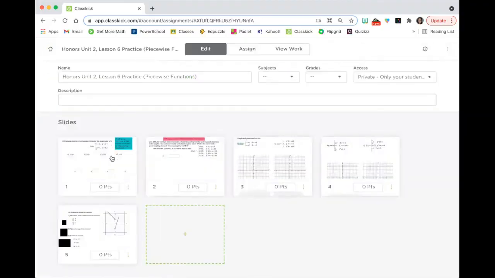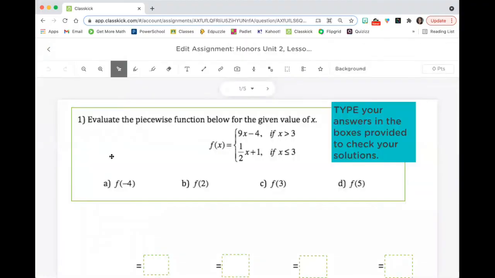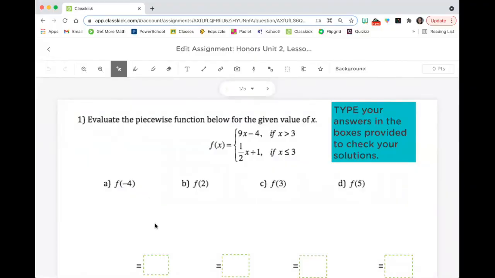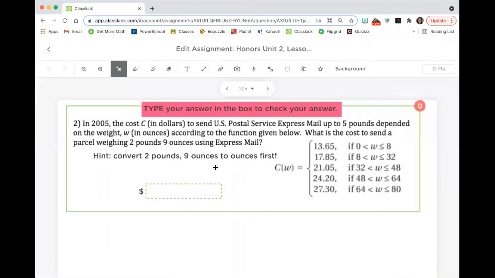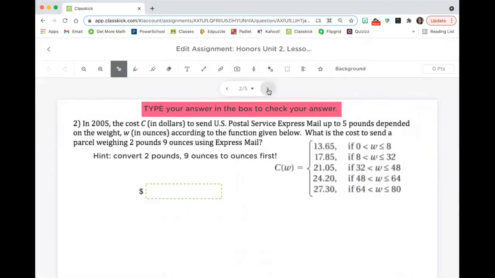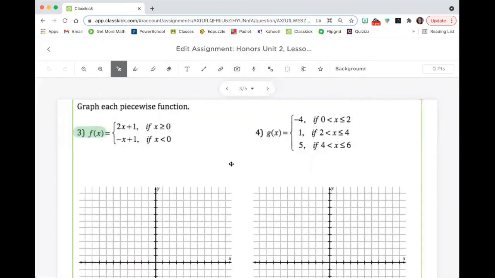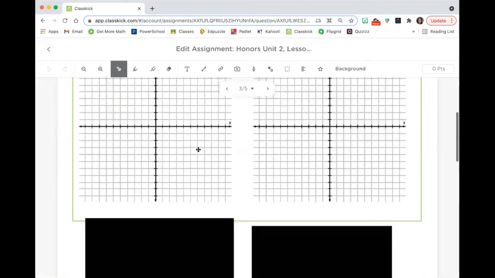In this, we were going through piecewise functions with my honors class, and there was a mixture of different types of problems here where they could write out and then type their answers to check. Another one where they could type their answer to check. Instant feedback is obviously very, very important for any class. But if you were teaching remotely this year, I'm sure you saw that as well.